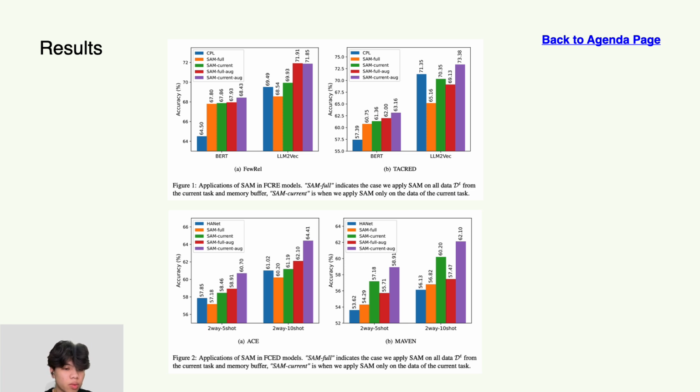So the second result highlights how our method improves SAM performance across different datasets and baseline methods. So for instance, with CPL using LLM2Vec, our approach achieves 73.38% on TACRED, a substantial improvement over both the baselines and SAM alone. The graphs further illustrate how our augmentation strategy consistently enhances performance across different configurations, particularly when combined with the current-task-only SAM approach.